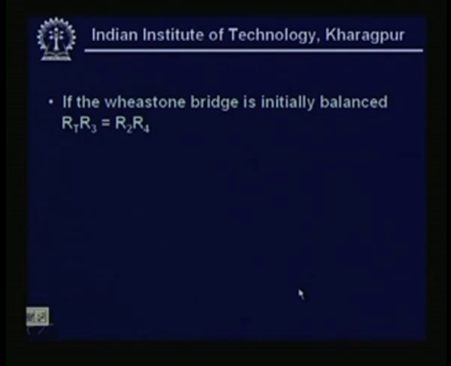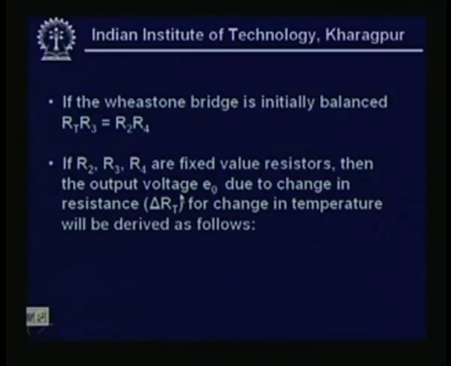Now, if the Wheatstone bridge is initially balanced, we assume that it is initially balanced, not necessarily that all the resistances will be equal. If this condition holds, that RT into R3 equals R2 into R4, and R2, R3, R4 are fixed value resistors, then the output voltage E naught due to change in resistance delta RT for change in temperature will be derived as follows.